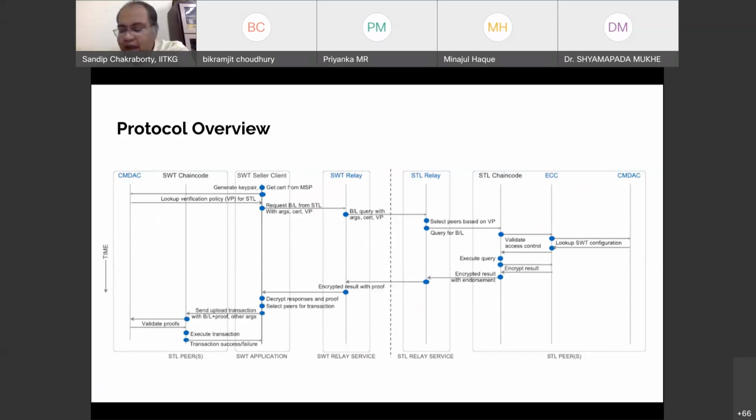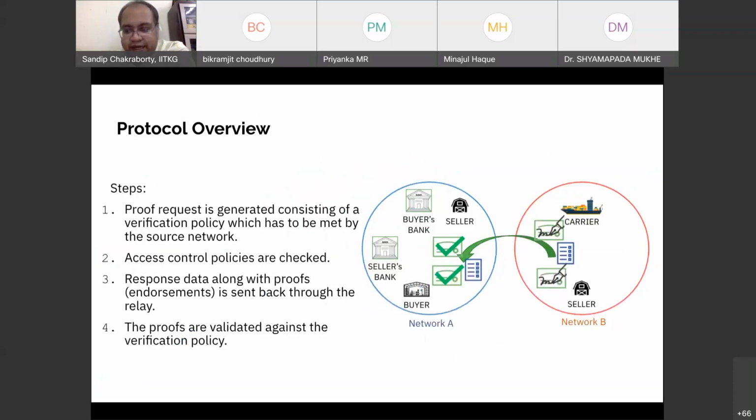Any query about this particular architecture? Yes. May I ask you a question? Sir, what is this relay actually? Is it hardware or software? This is a software service.